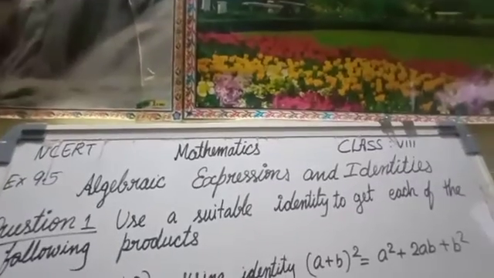Hello everyone. Today we are going to begin algebraic expressions and identities, exercise 9.5. Here the question number is given like this. Use a suitable identity to get each of the following products. If you use the identity, your work becomes easy. How is it going to be easy?